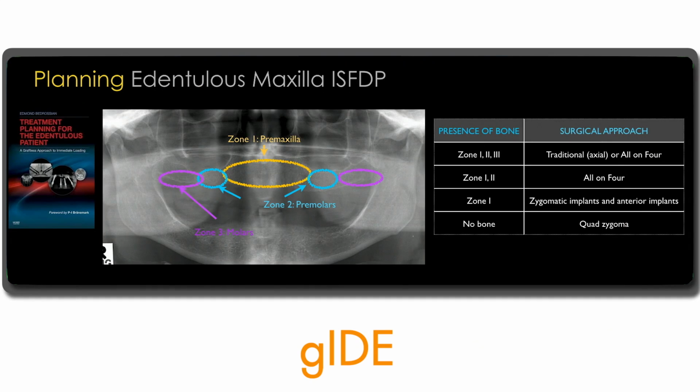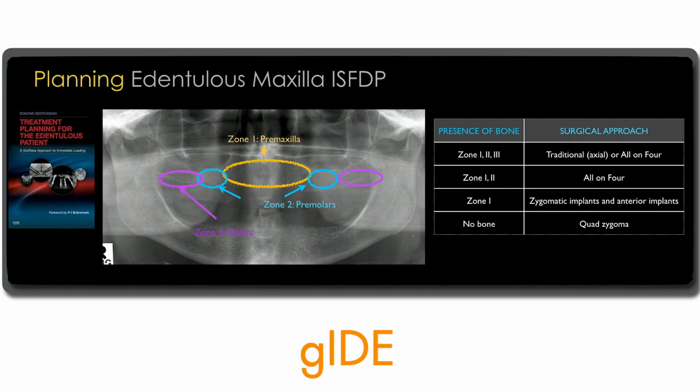So when thinking about the edentulous maxilla, Ed Bedrosian discusses the concept of using 3 zones. The first zone is that of the premaxilla, zone 1. Zone 2 is the premolars, and zone 3 is the molars. So when you have bone in all 3 zones, zone 1, zone 2, zone 3, you can place your implants axially. You can put 4, 6 implants, whatever you like, or you can even use the all-on-4 approach.